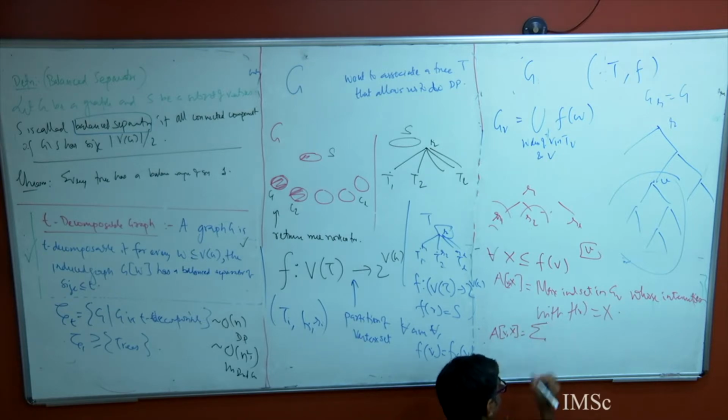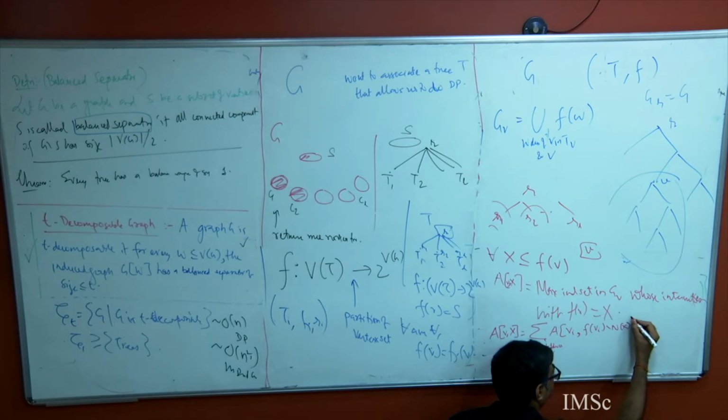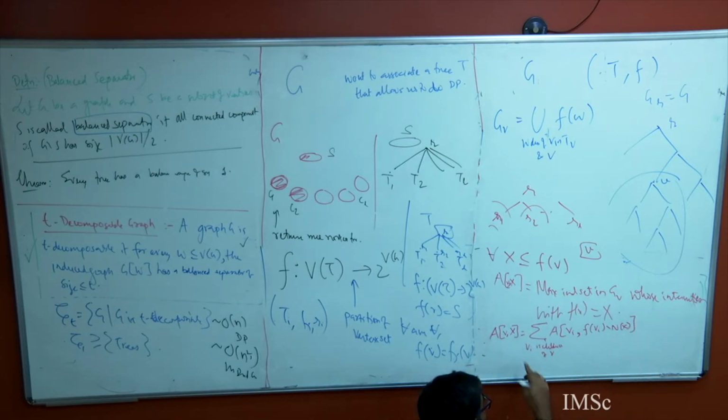Summation over v_i, the children of v, and what should I store here? A of v_i comma, ideally I would like to write F of v_i minus the neighborhood of x, right, because if I have decided to pick x, I cannot pick a neighborhood of x. And this is what we were doing in DP.